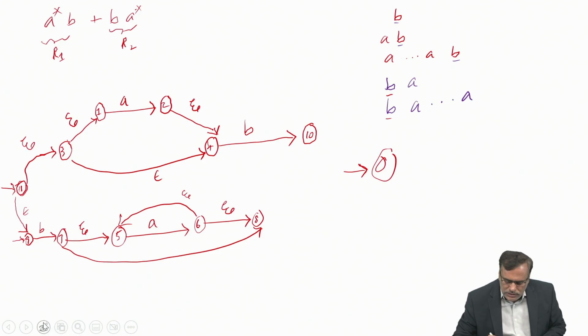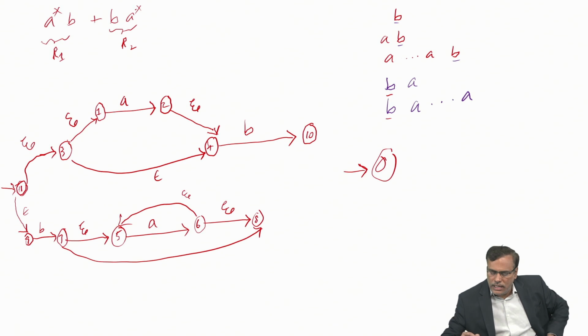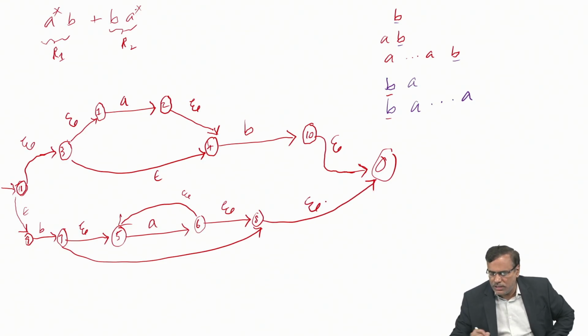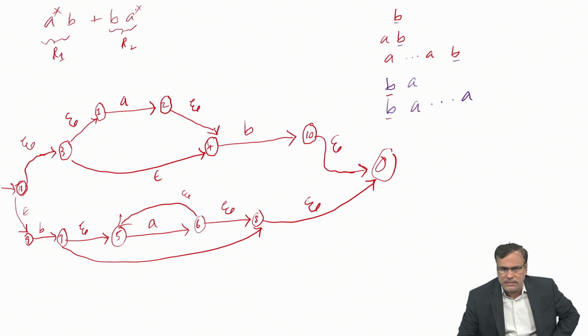And these are the old final states. 8 and 10 are old final states. So what you are supposed to do is, from each old final state to the new final state, give a transition on epsilon. So this is the epsilon NFA for this complex expression a star b or b a star.